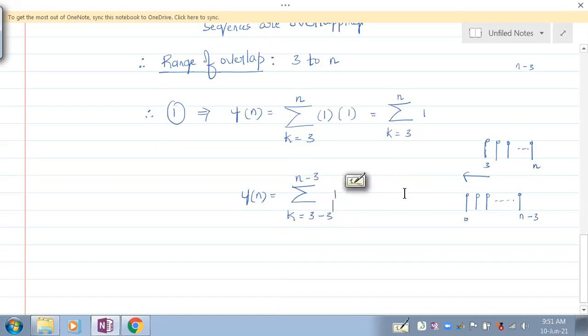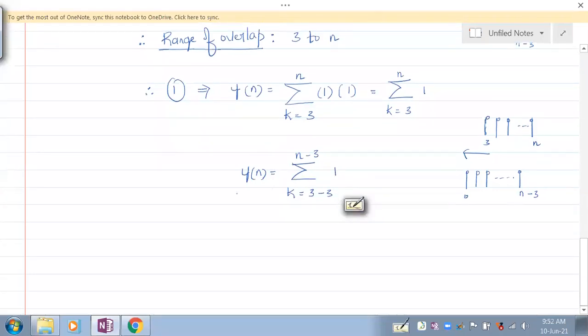This means that I have dragged the signal to start at 0 instead of starting at 3. If you want this to be starting at 3, this would end at n minus 3. And why will that not change the sum? It only talks about the number of ones, whether it goes from 3 to n or from 0 to n minus 3, the same number of ones are there. So it will not make a difference. Understand that? So it is k ranging from 0 to n minus 3 times 1.